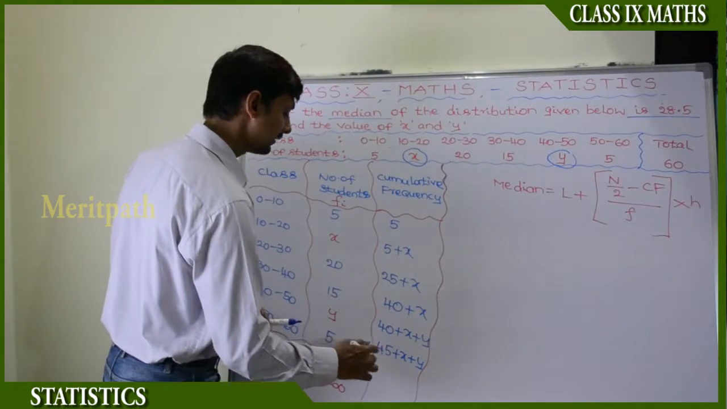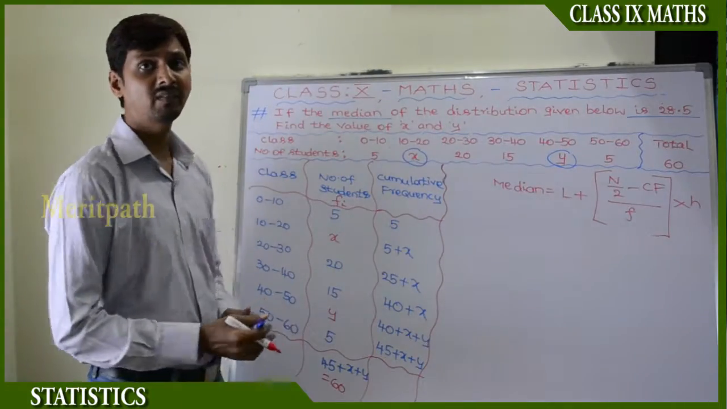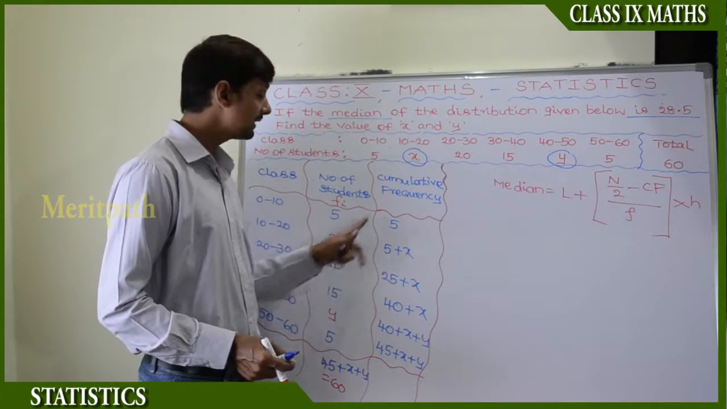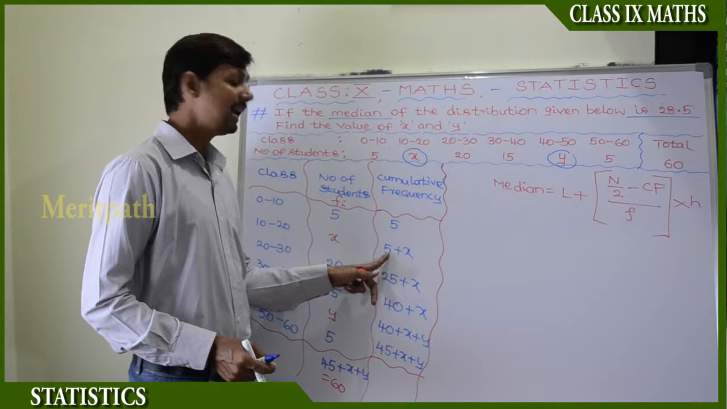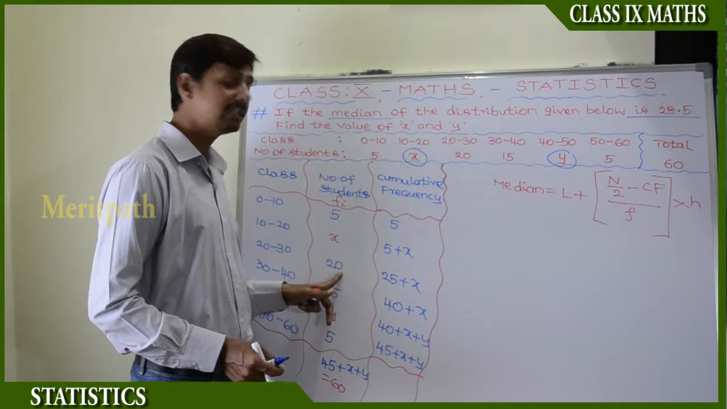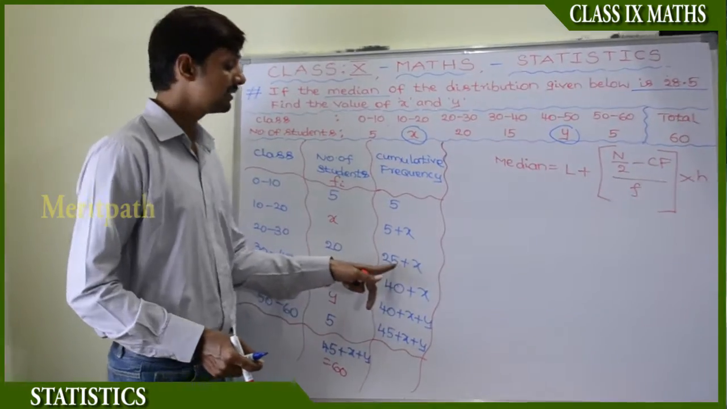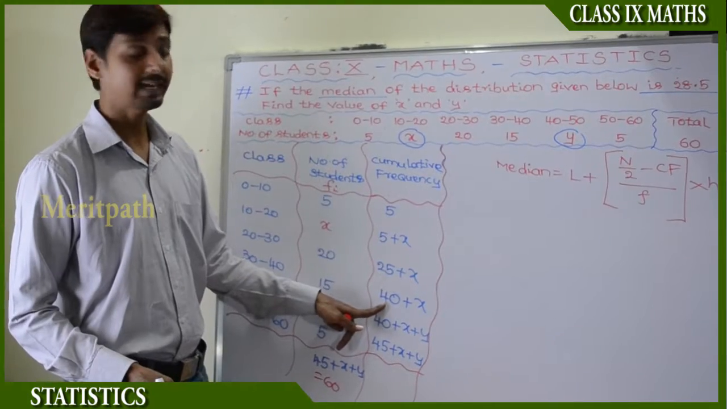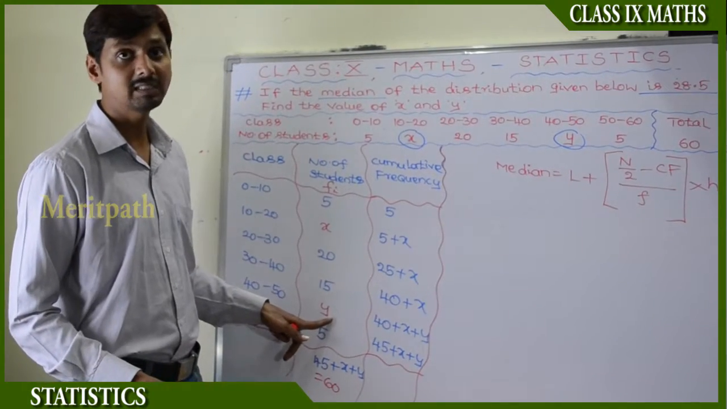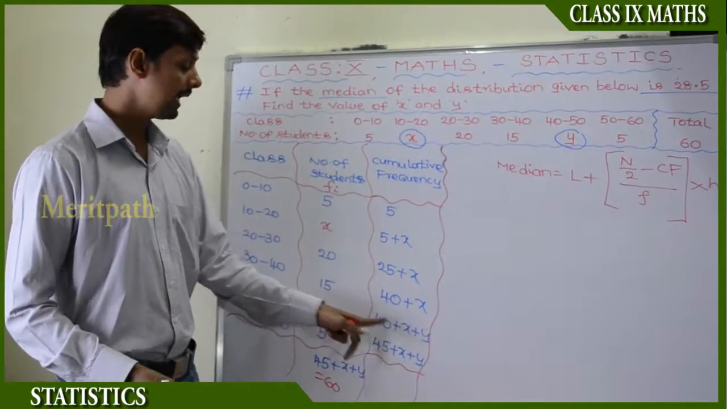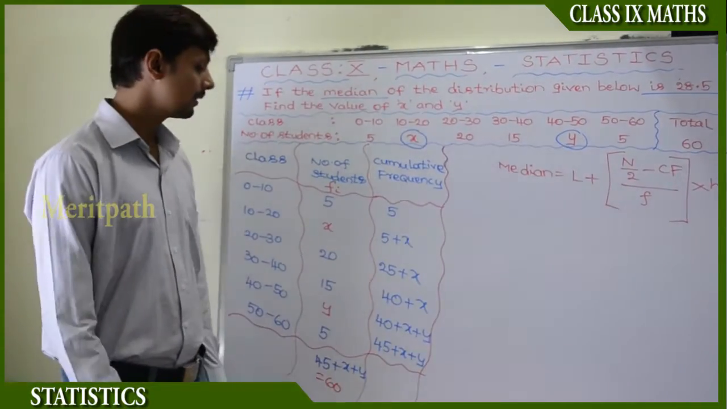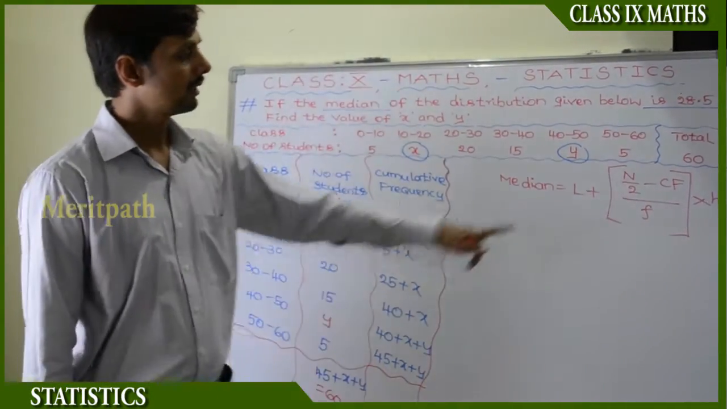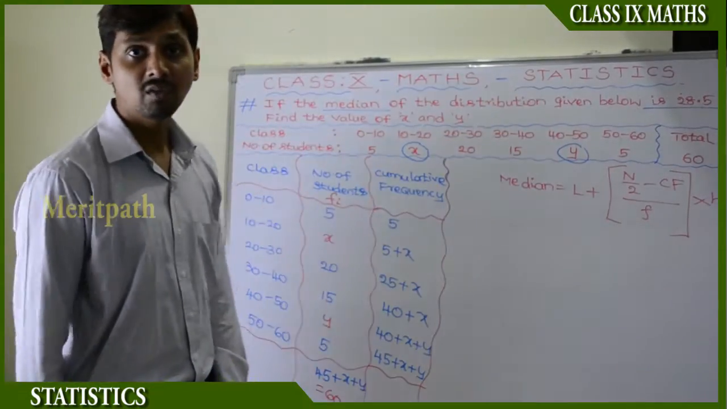Let's recall again. We got the cumulative frequencies here. 5 is the first frequency, and 5 is added to the next frequency, giving 5 plus x. Adding 20 gives 25 plus x. Adding 15 gives 40 plus x, then 40 plus x plus y, and then 45 plus x plus y. So these are the cumulative frequencies, and we know that small f is the frequency of the median class.